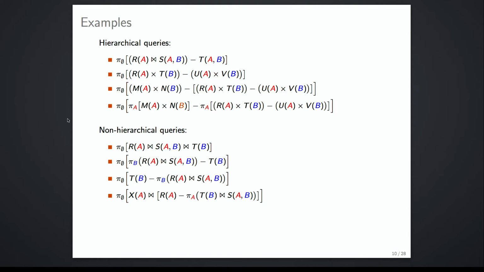What about non-hierarchical queries? This is the standard one we've seen before, but there may be some others. For instance, I take a join between R and S on A, and then I throw away the A. And then I take the difference with T.